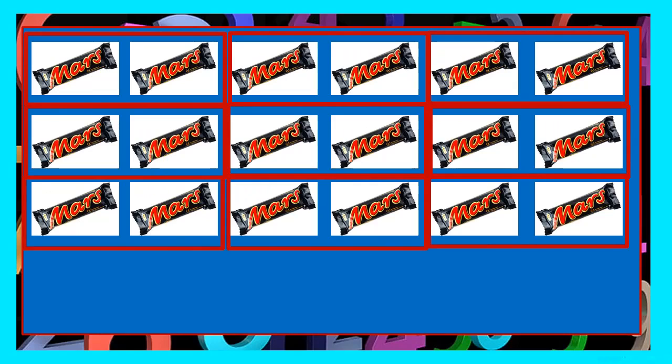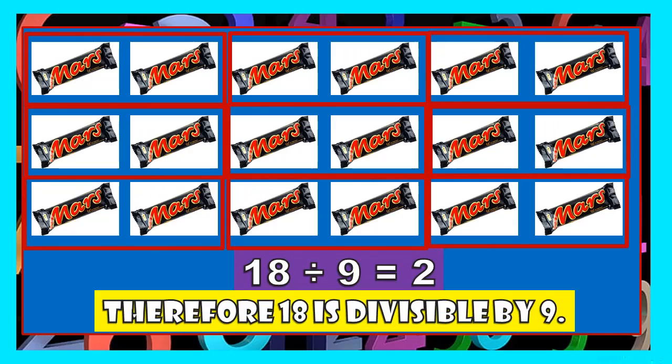So if we're going to write the mathematical sentence of this, it is 18 divided by 9 equals 2. So what have you noticed about the division? Did we divide 18 chocolates into 9 equal groups? Yes. So that means 18 can be divided into 9 equal groups. So therefore 18 is divisible by 9.